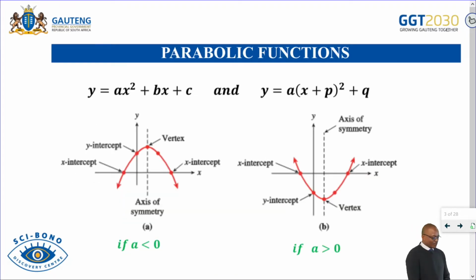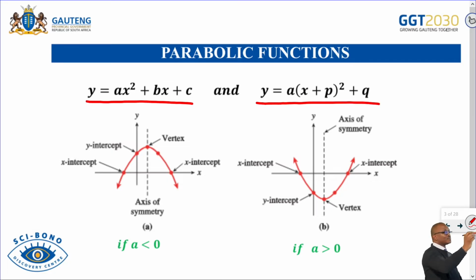So now let's look at our parabolic function. Remember, a parabolic function comes in two standard forms. The first one is y is equal to ax squared plus bx plus c, and the other one is y is equal to a into (x plus p) all squared plus q. So those are the two different types of parabolic functions.